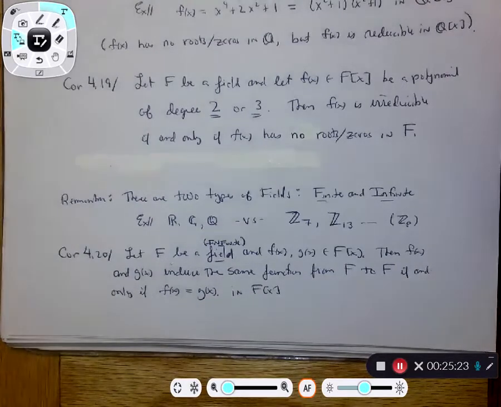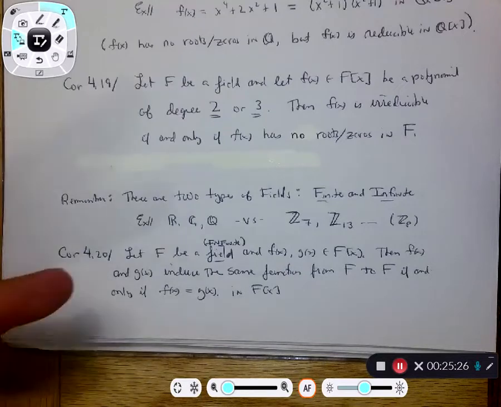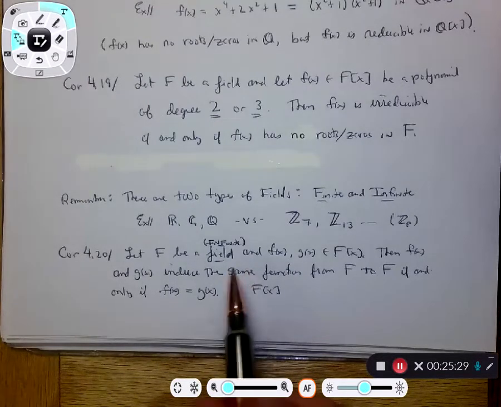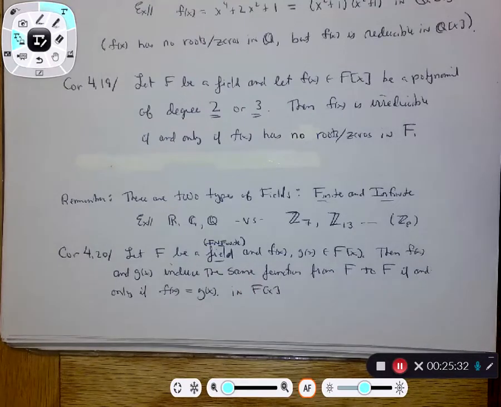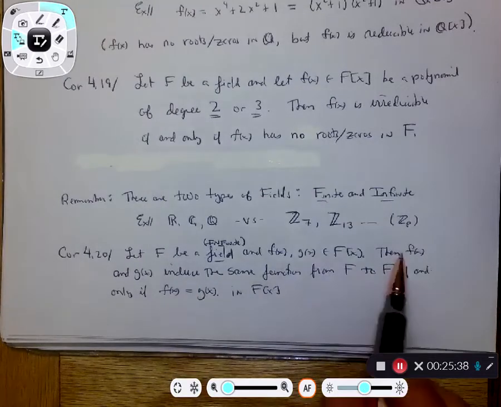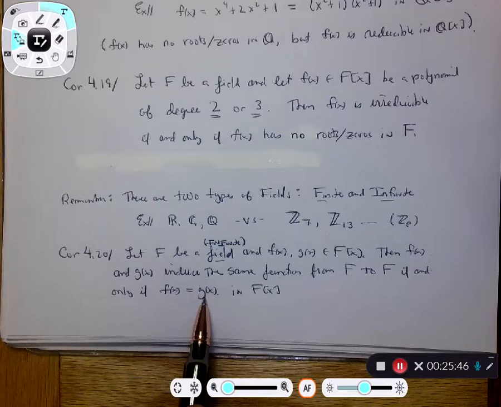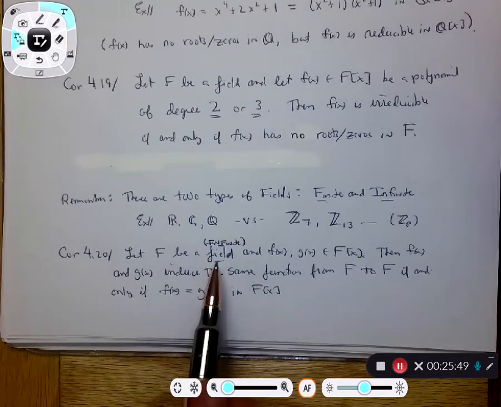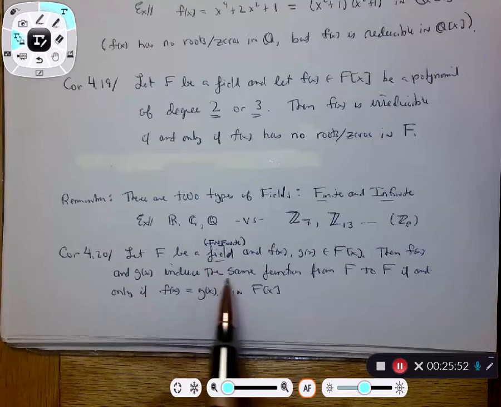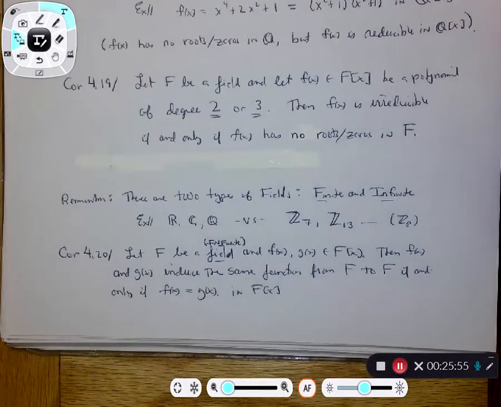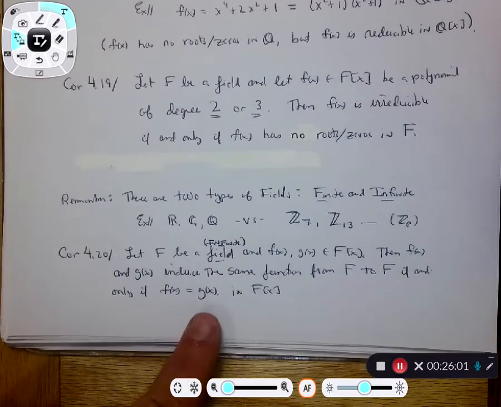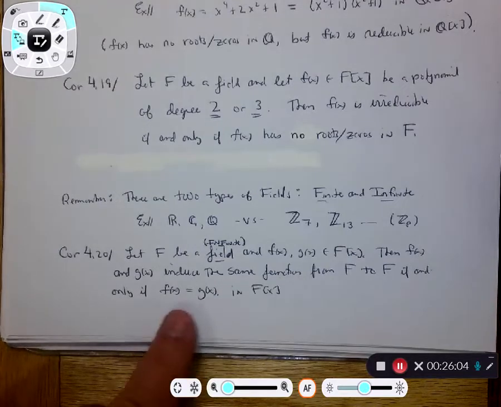So in the wonderful world of infinite fields, where coefficients can come from an infinite set of numbers, what we're saying is that f and g induce the same function, meaning going from F to F as a mapping, which is the same thing as f of x equal to g of x. This does not work if your field is finite, because with a finite field, some of those coefficients could shift up or down and look like a different function, but they will actually act the same. This one says they will not just act the same, they will be the same.